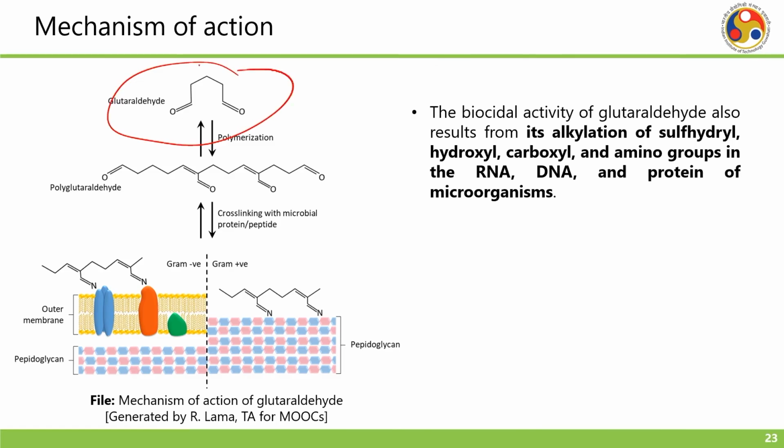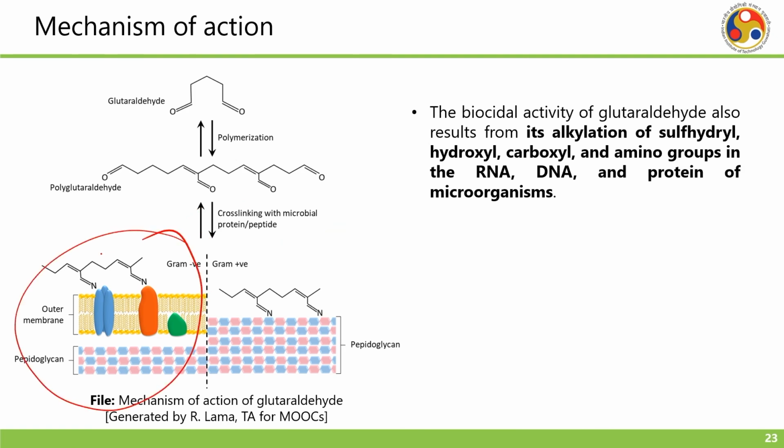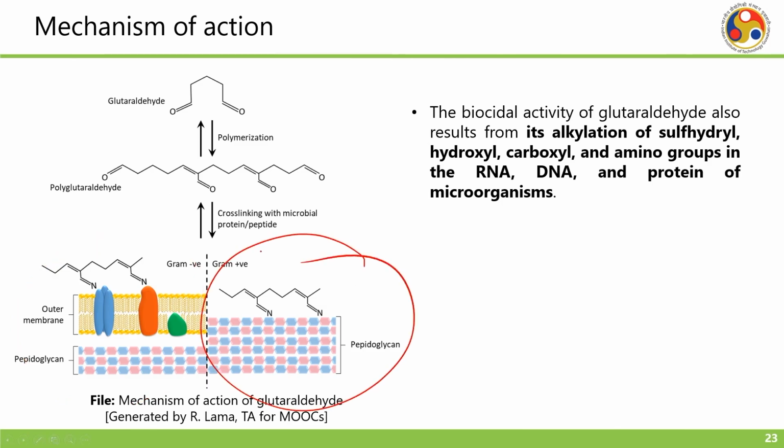So, you can see here glutaraldehyde undergoing polymerization to form polyglutaraldehyde, and it leads to cross-linking with microbial proteins and peptides, and then you can see here the reaction in the gram negative outer membrane and in the gram positive peptidoglycan. Briefly, the biocidal activity of glutaraldehyde also results from its alkylation of sulfhydryl, hydroxyl, carboxyl and amino groups in the RNA, DNA and protein of microorganisms.